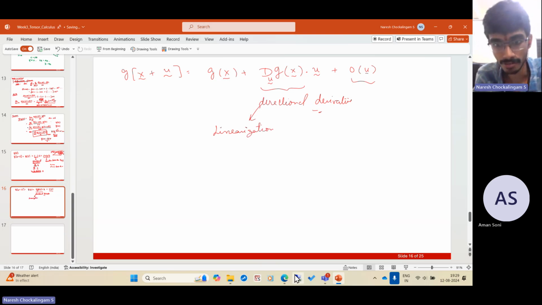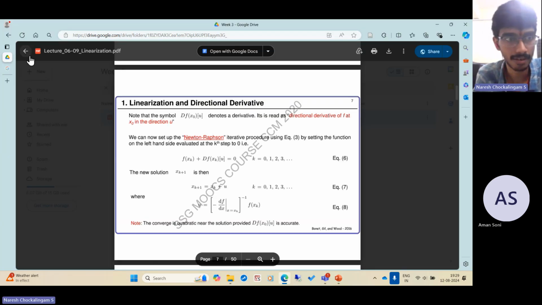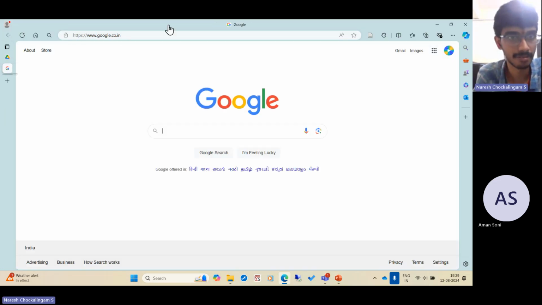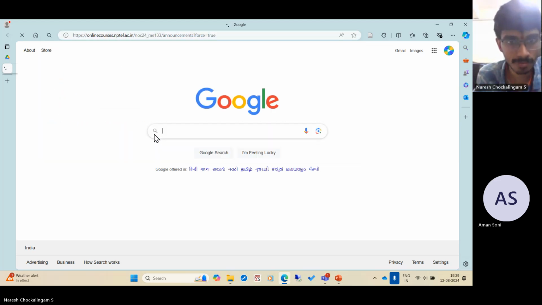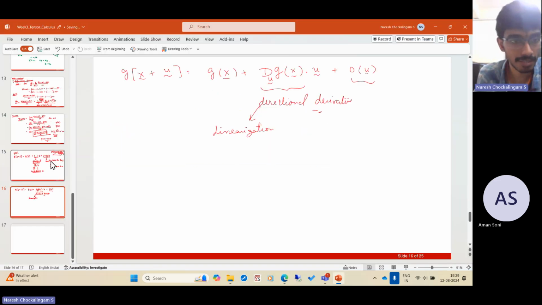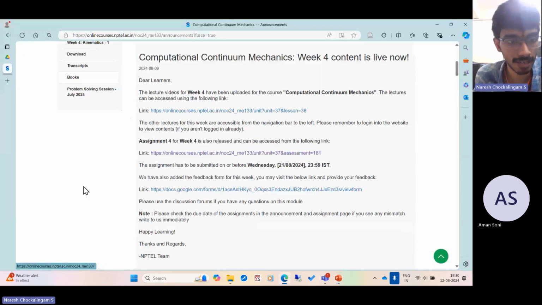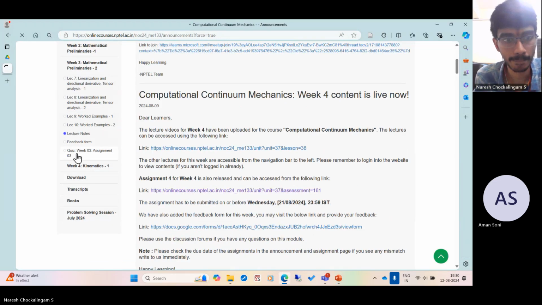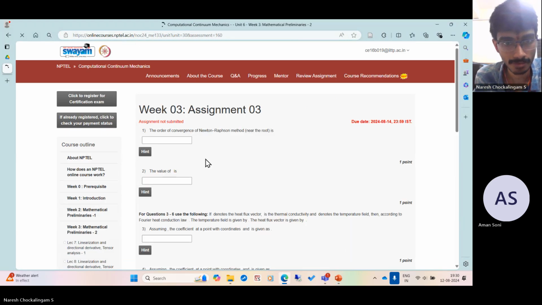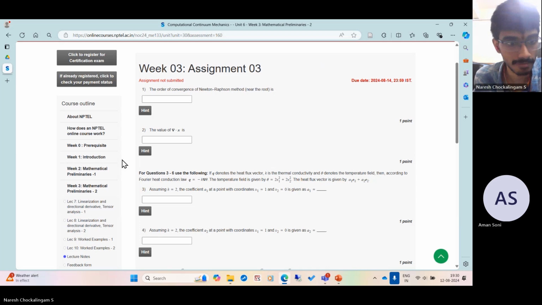We'll see how to do it. So the first question of assignment 3 is based on the concept of linearization. I will not solve that problem, but I'll solve something similar so that it helps you solve the problems.